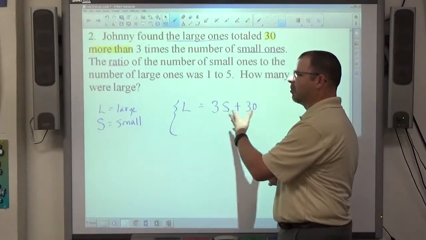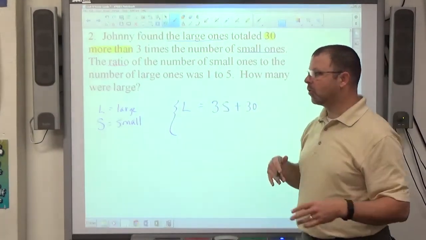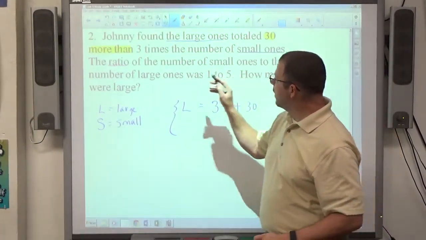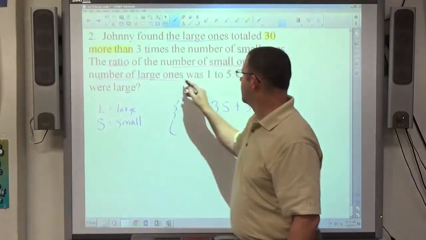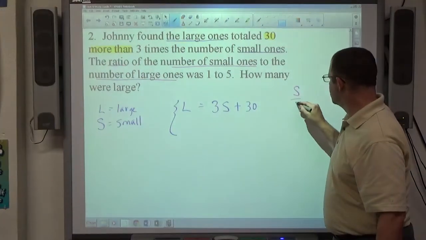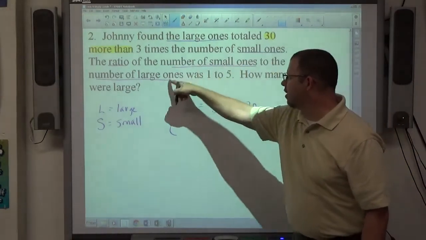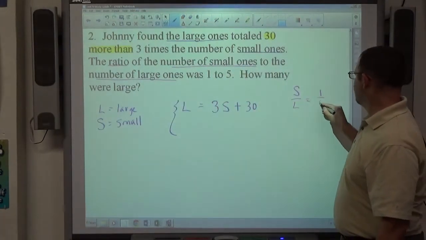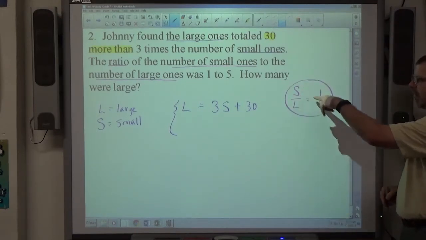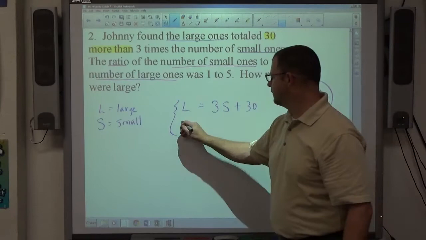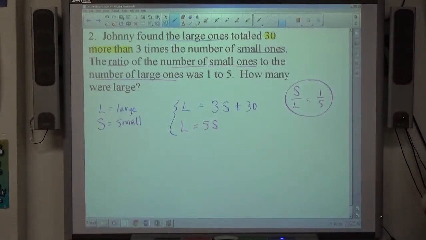They're not telling me how many large or small are happening. Like in those ones where we make the chart, they usually tell us how many pigs or whatever are in the barnyard. So in this case, the ratio of small to large, that's S over L. That's what a ratio is, just a fraction. The ratio of the small on top to the large on bottom equals 1 to 5. So you can create a ratio equation like this. If I cross multiply, I'm going to get L equals 5s. And that would be the better way to do it in this situation.